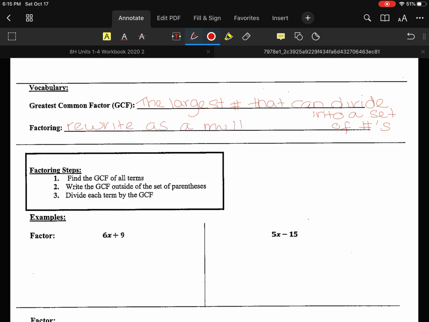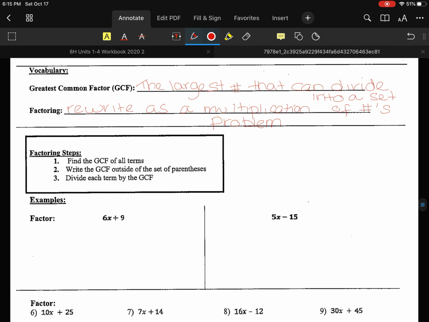Factoring is to rewrite as a multiplication problem. So if I ask you for the GCF, the greatest common factor, that was just a value, it was just a number. Factoring, we're going to use our GCF to help us rewrite our problems as multiplication problems.